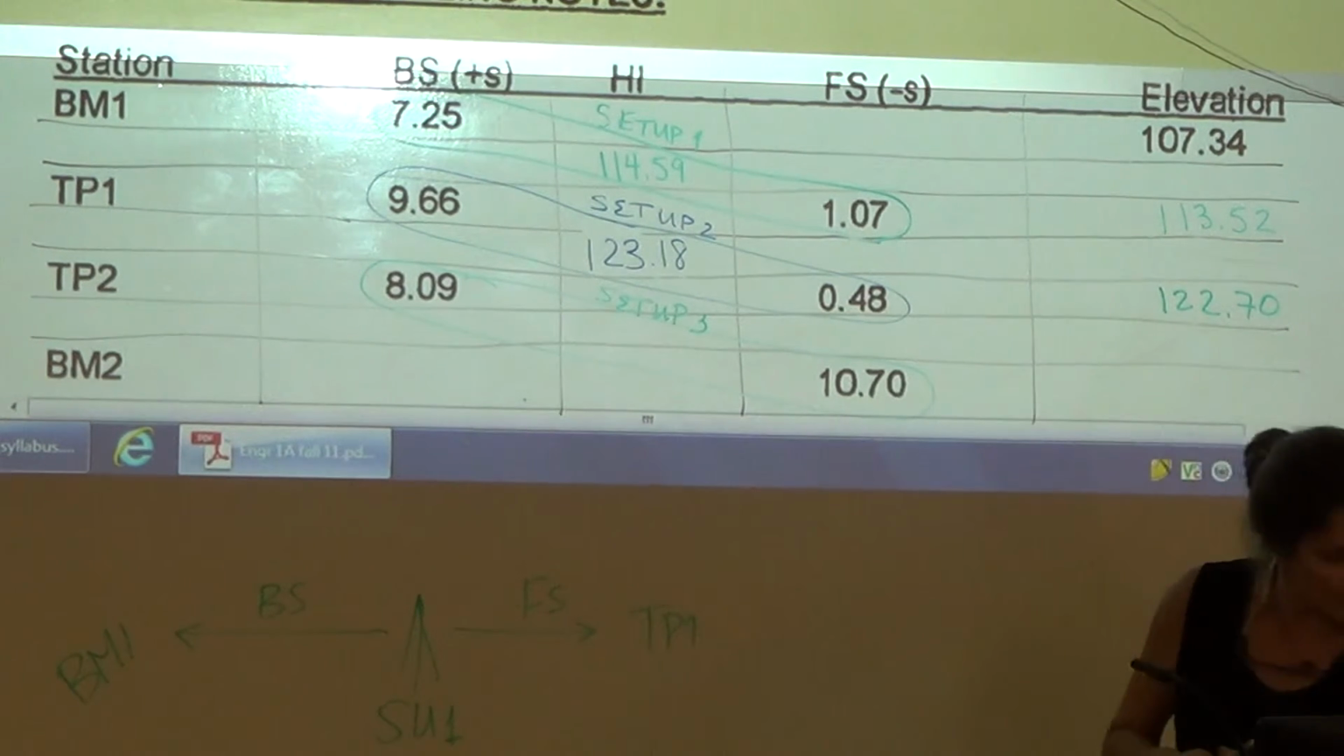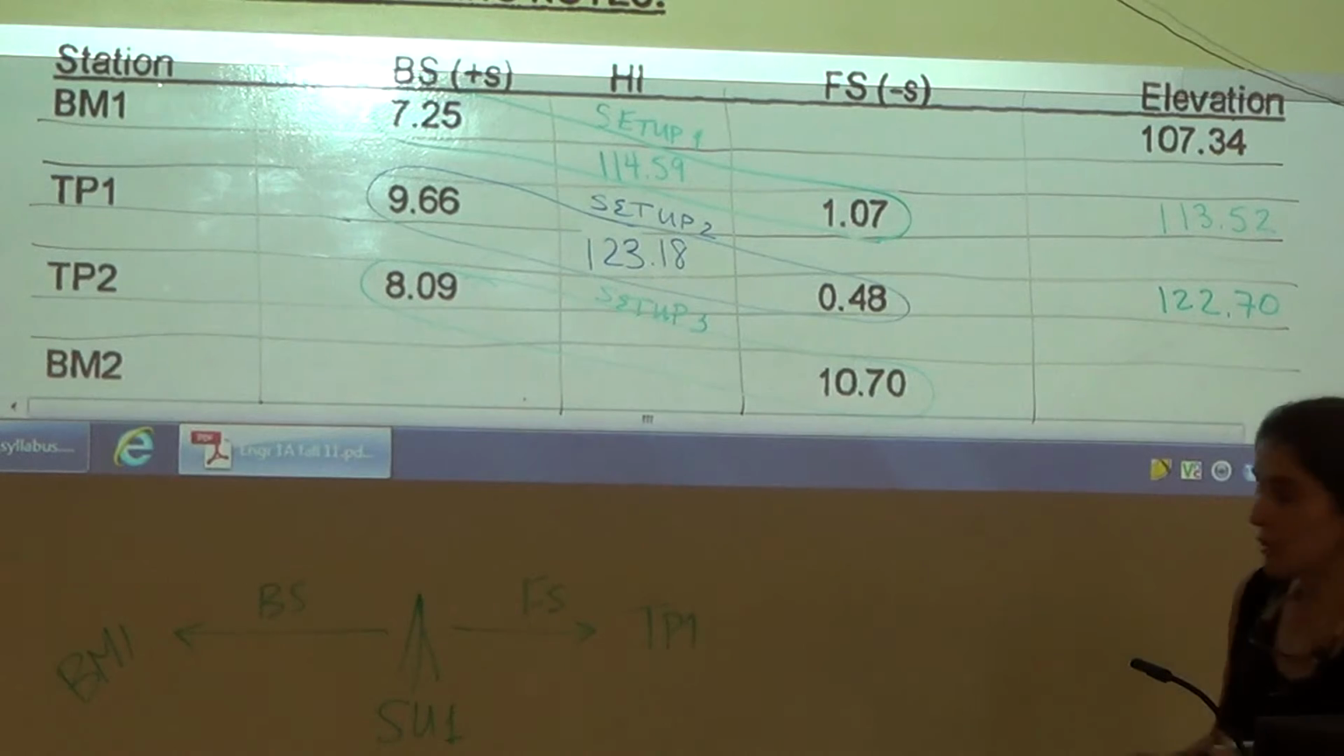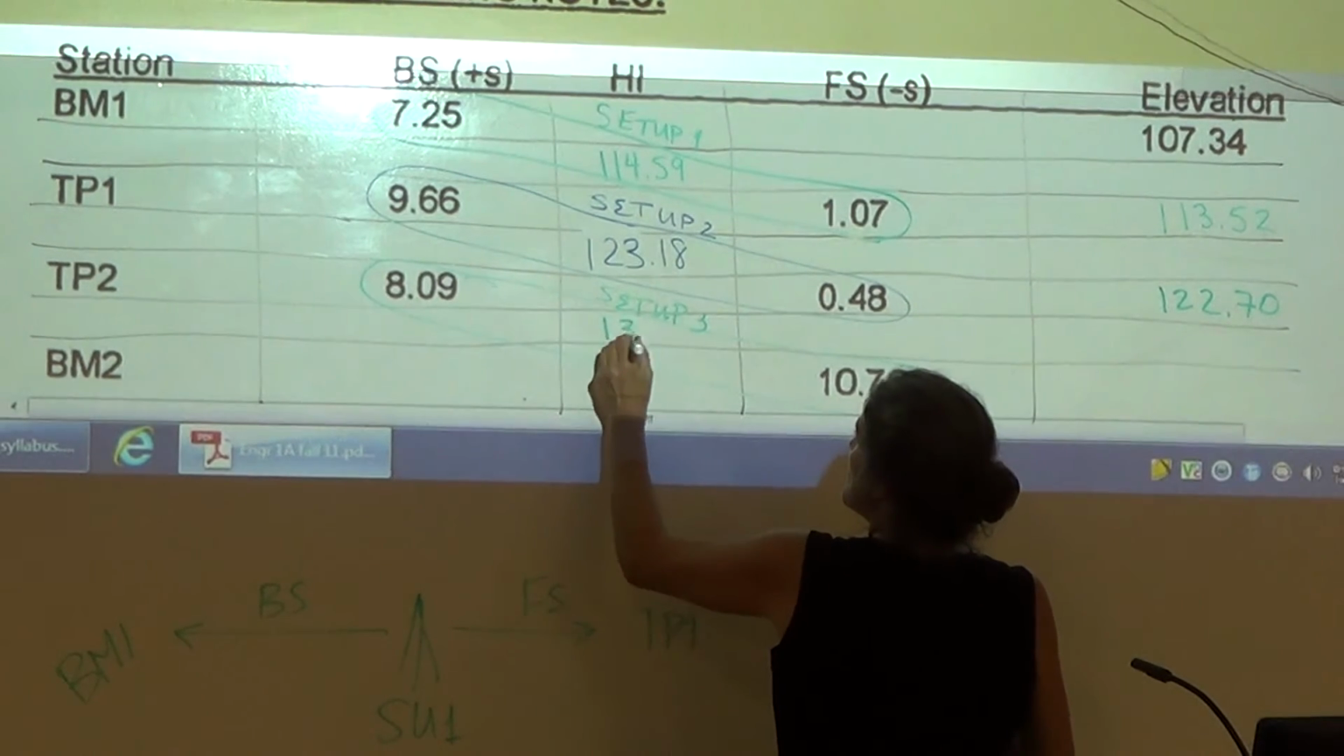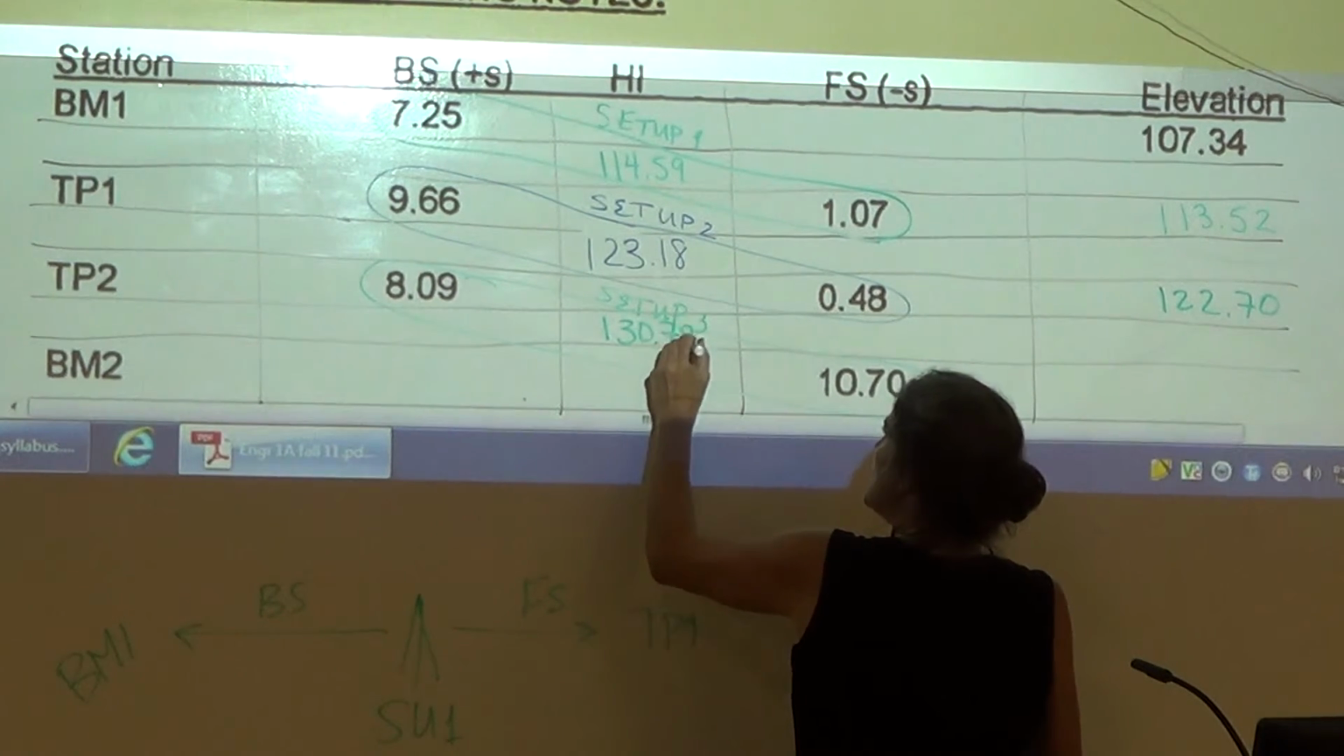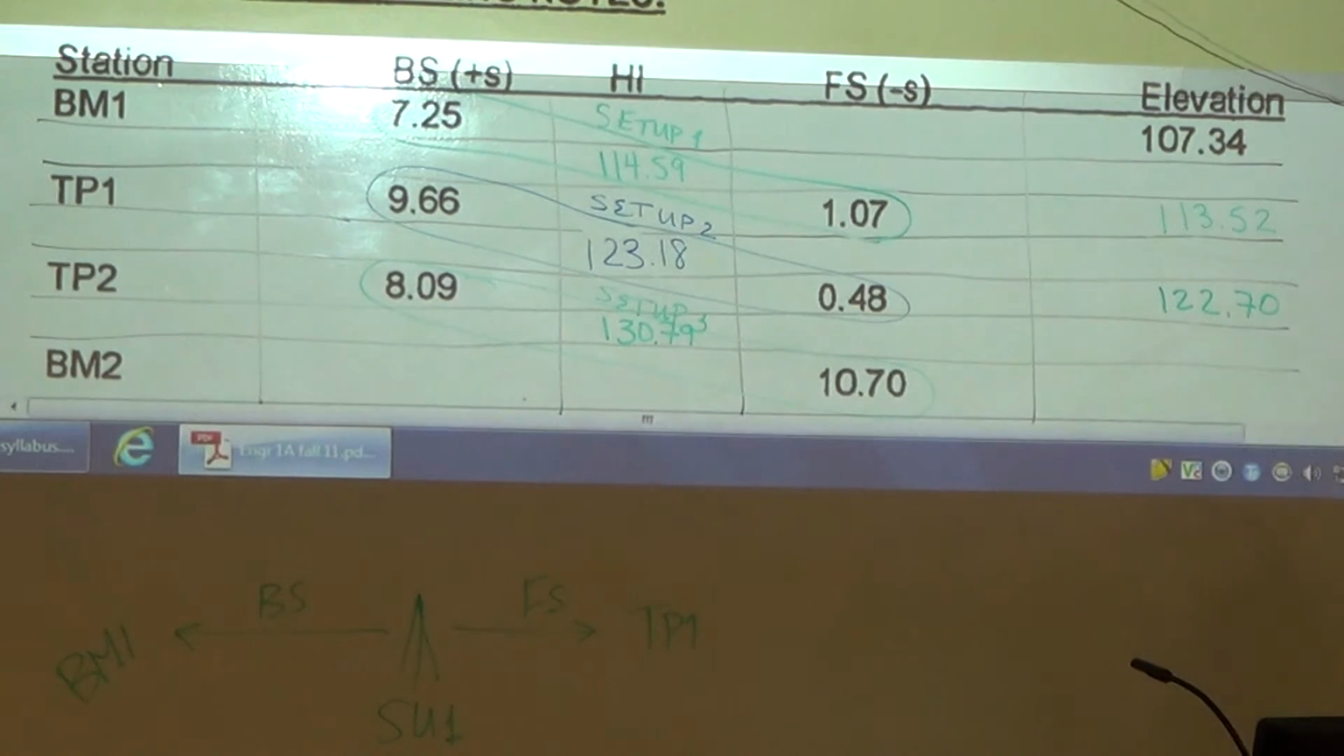And when I add them together, I get 130.79, and then with the 130.79, what do we do? I subtract the 10.70 and I get 120.09. And what does that equal to? The elevation of benchmark 2. And that should be known, so it should be easy to compare. That's right.